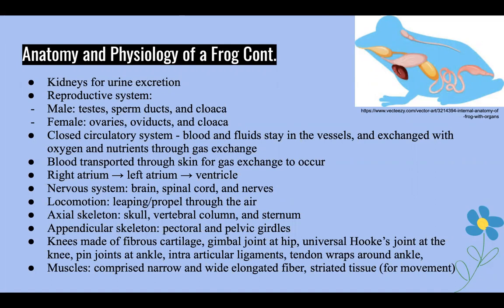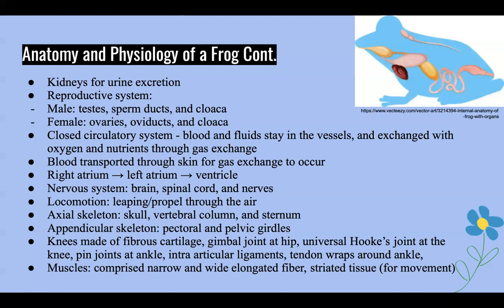Blood is transported through the skin for gas exchange to occur, and blood flow in the frog goes from the right atrium to the left atrium and then to the ventricle. The nervous system includes the brain, the spinal cord, and the nerves. Their locomotion is by leaping and propelling through the air. Their axial skeleton includes the skull, the vertebral column, and the sternum. Their appendicular skeleton has the pectoral and the pelvic girdles.